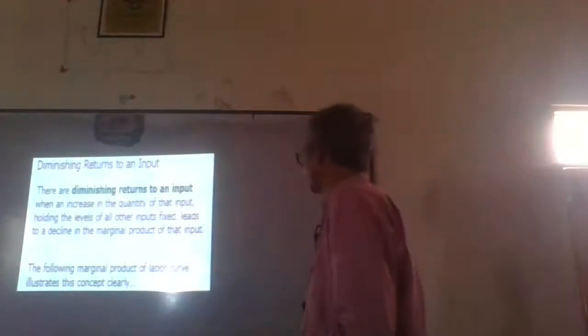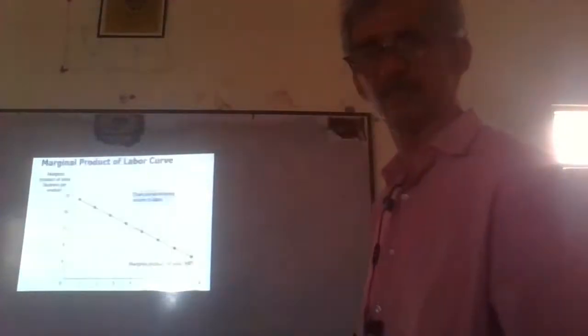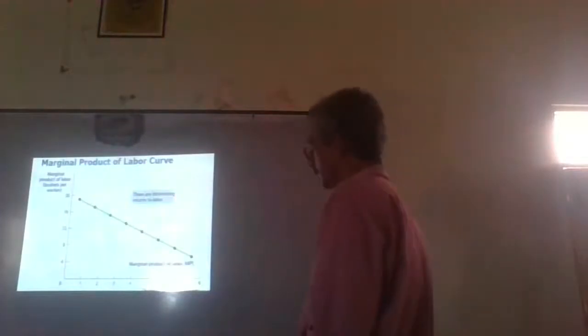So the following marginal product of labor curve illustrates this concept clearly. You can see this marginal product of labor curve. Marginal product of labor means bushels per worker. These are the number of bushels of output per worker. This is the quantity of labor, the workers. When we have one laborer, we have such output. You can see the more laborers you get, there are diminishing returns to labor.